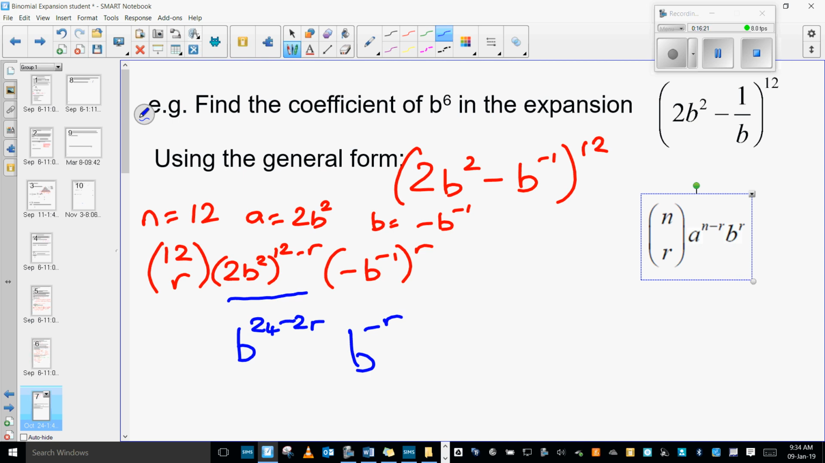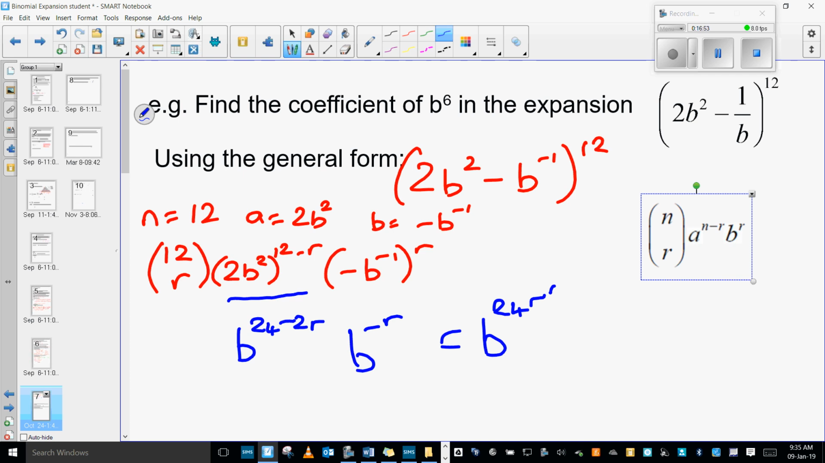So all we're doing is focusing on the terms that have a b in it. Now we've got two terms with base b that are multiplying together. What do we do there with our powers? Add them, yes? So to simplify this, we would then have b to the power of 24, and then you've got negative 2r, take away r. What's that? Minus 3. Yeah.